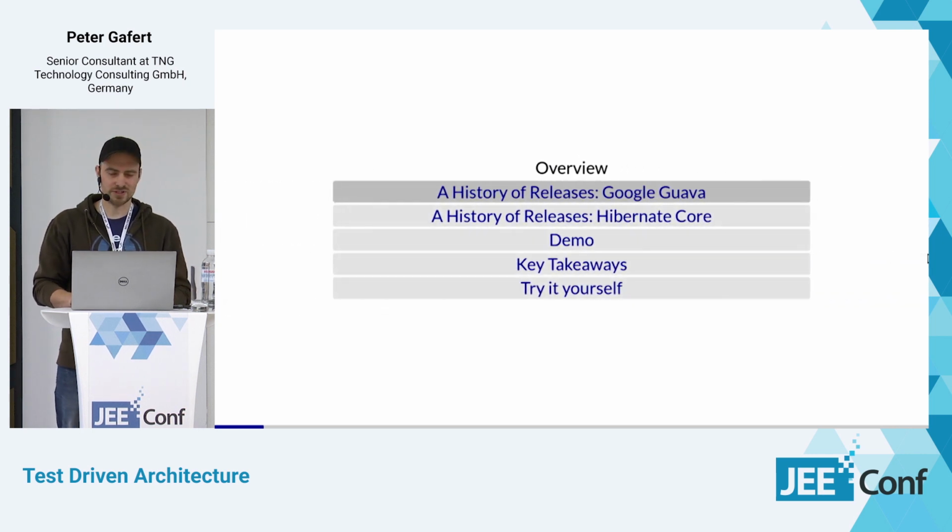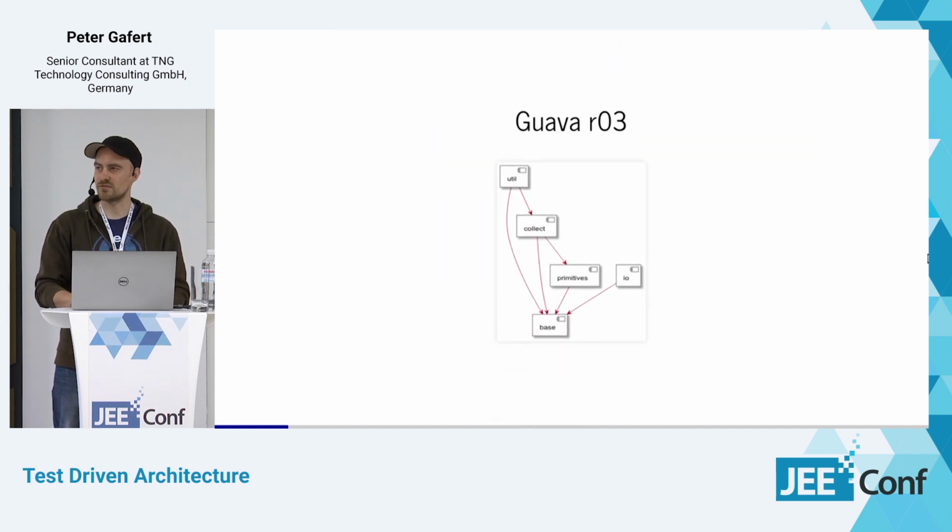As a motivation, I brought some history of releases of two common libraries. One is Google Guava and one is Hibernate Core, simply because I think many developers know those libraries. They're very, very widely used. And I just thought I would start to plot the release artifacts. So I started to download these jar files from Maven Central and started to plot the top level packages and see what they consist of.